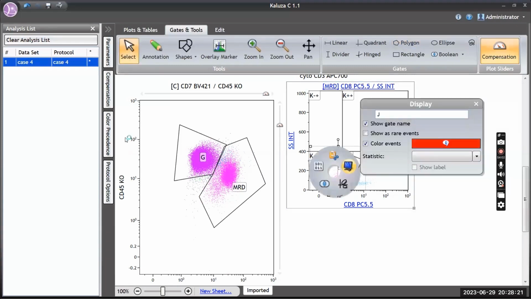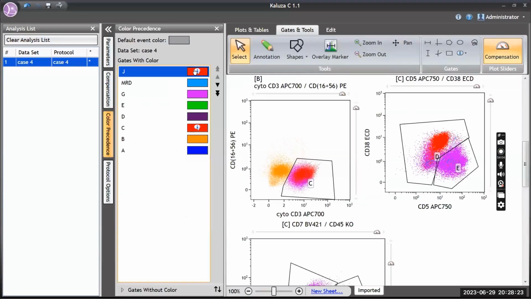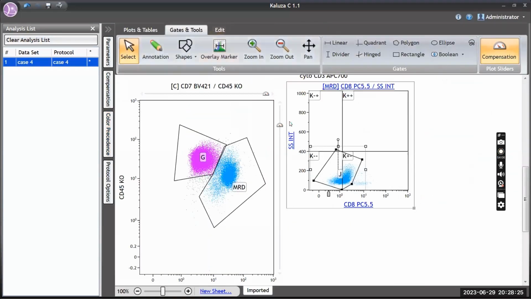I'm just giving this red. I'll take out the previous red. Sorry.